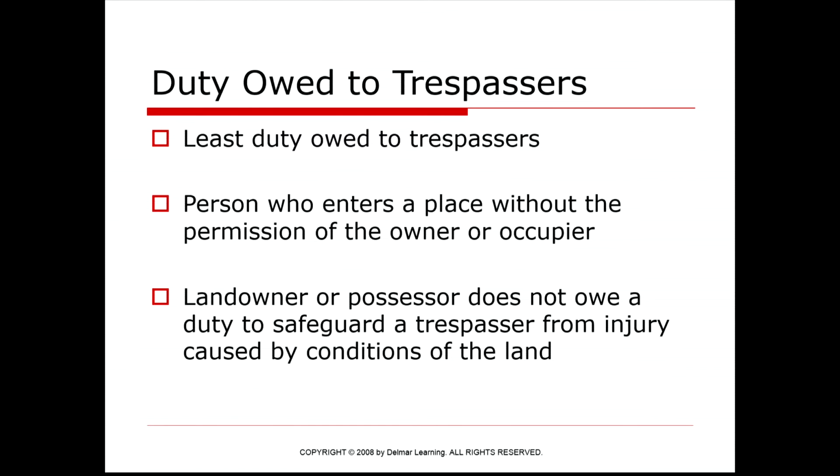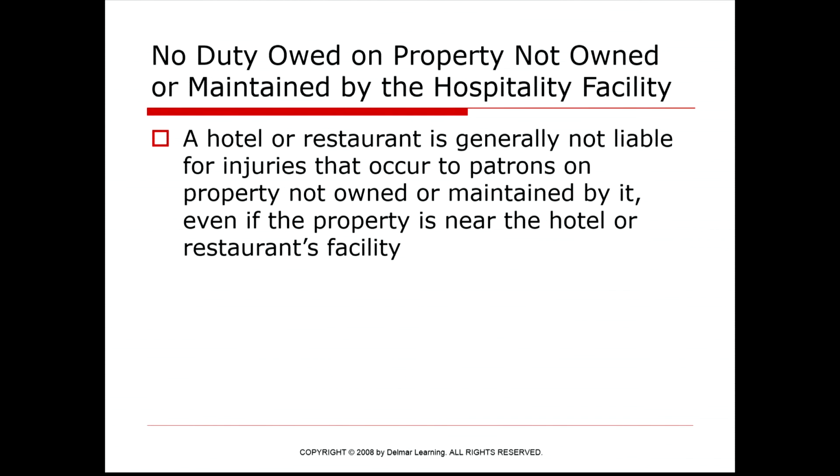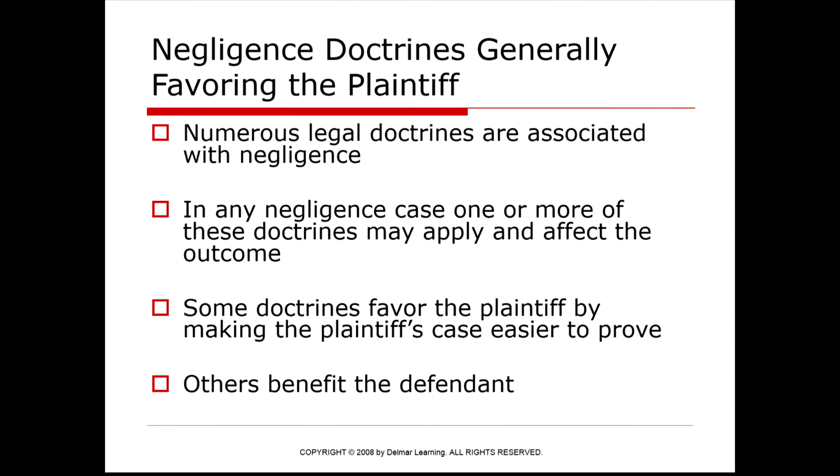So as you can see, there is very, very much. A trespasser is something we'll go into a little bit more. There is a duty for trespassers, but that duty is a lot less compared to invitees. Let's move on. So as you can see, negligence doctrines generally favor the plaintiff, which can be really scary if the hotel or the restaurant is the defendant.